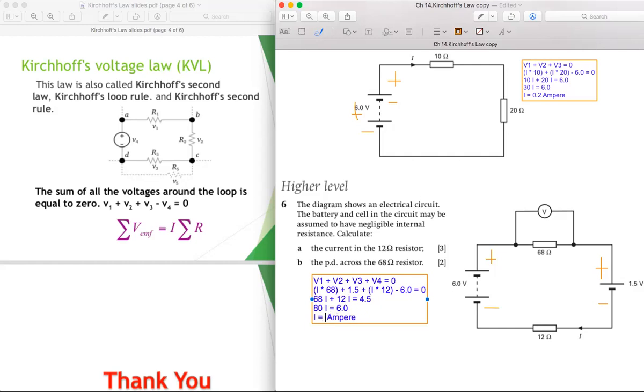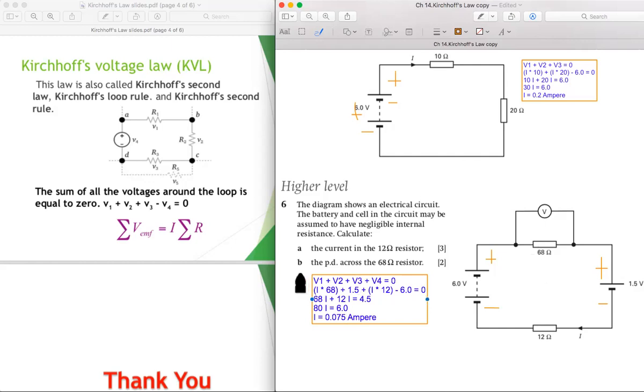So I is 6 divided by 80, 0.075 ampere. Now this is current in 12 ohm. Also same thing current in 68.